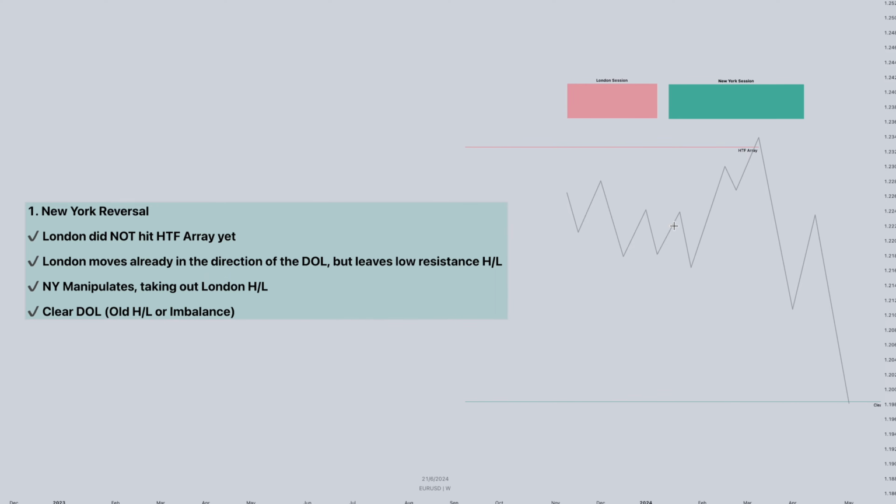So you think, okay, we are ready to go to the downside, but we're leaving low resistance liquidity up here, and a higher time frame array. That can be a fair value gap, it can be an old high or low, it can be an order block. And then during New York, it manipulates higher, taking out the London highs and then displacing lower towards the clear drawn liquidity. This looks like the Asia consolidation profile, because in the Asia consolidation profile, you had an Asia consolidation, then a London manipulation higher into the higher time frame array, and then lower towards the drawn liquidity. So it's the same structure, but at a different time.